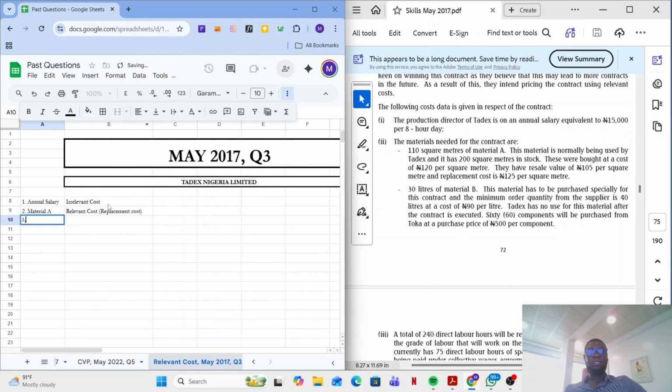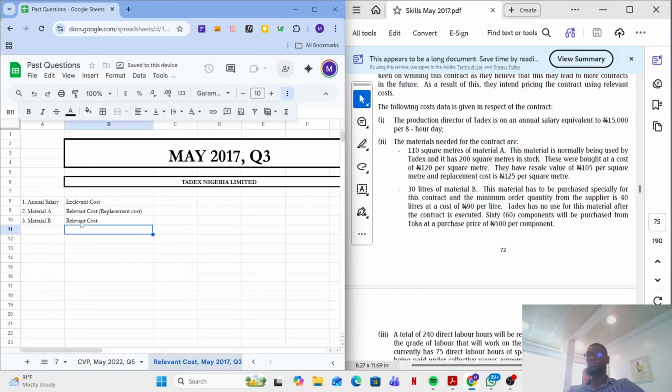All right, the next part is number 3, and it says 30 liters of material B. The material has to be purchased specifically for this contract. Okay, they are buying it. And there is an MOQ, minimum order quantity, from the supplier of 40 liters at the cost. Because they are taking this project, they are going to be buying this stuff. So this is a very relevant cost. What will be the relevant cost there? We'll treat it when we get there.